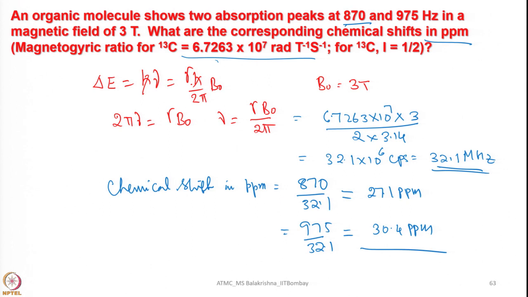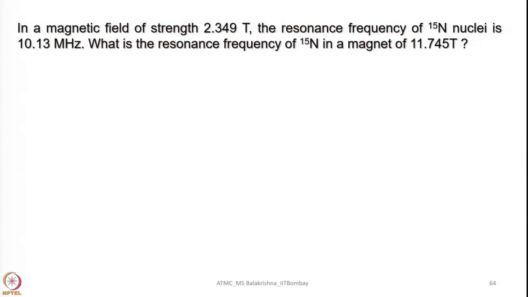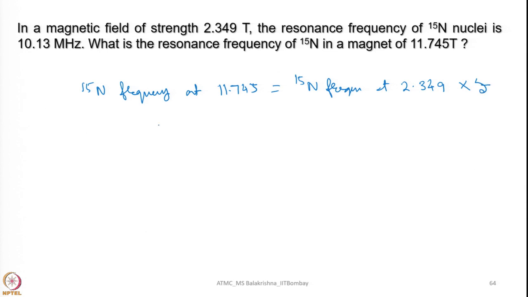Now let us look into another example. In a magnetic field of strength 2.349 tesla, the resonance frequency of 15N nuclei is 10.13 megahertz. What is the resonance frequency of 15N in a magnet of 11.745 tesla? So now we have to see the 15N frequency at 11.745 tesla, compared to that at 2.349 tesla, which is 5 times. So that means 10.13 into 5 would give you 50.65 megahertz. That is it.